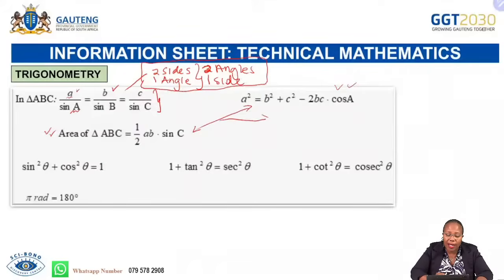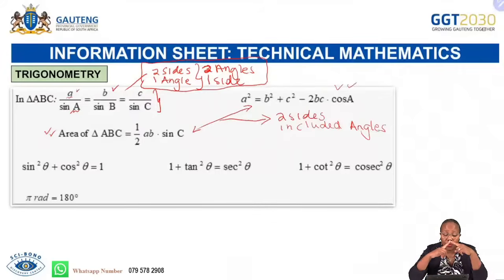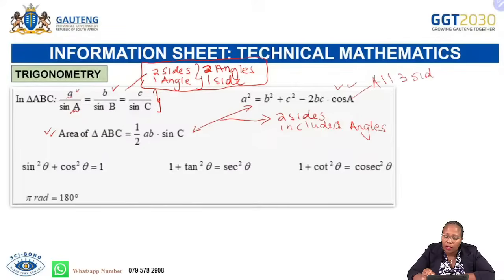To use the cosine and the area rule, you must be given two sides and an included angle. That means it must be an angle between those two sides. It must be included, an angle between the two sides, okay? Or either for the cosine rule, you must be given all three sides, so that you can be able to find this angle here, which goes with the cos A there. And then now we have our identities.